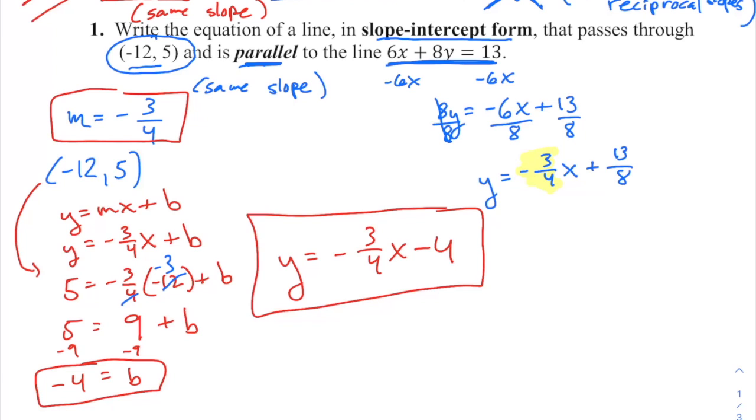And notice, if you were to graph these two lines, this one and the one they gave, they would have two different y-intercepts. They'd be starting from two different points, but since they'd have the same slope, they would be parallel to each other. Okay, so now let's just try one more example here.